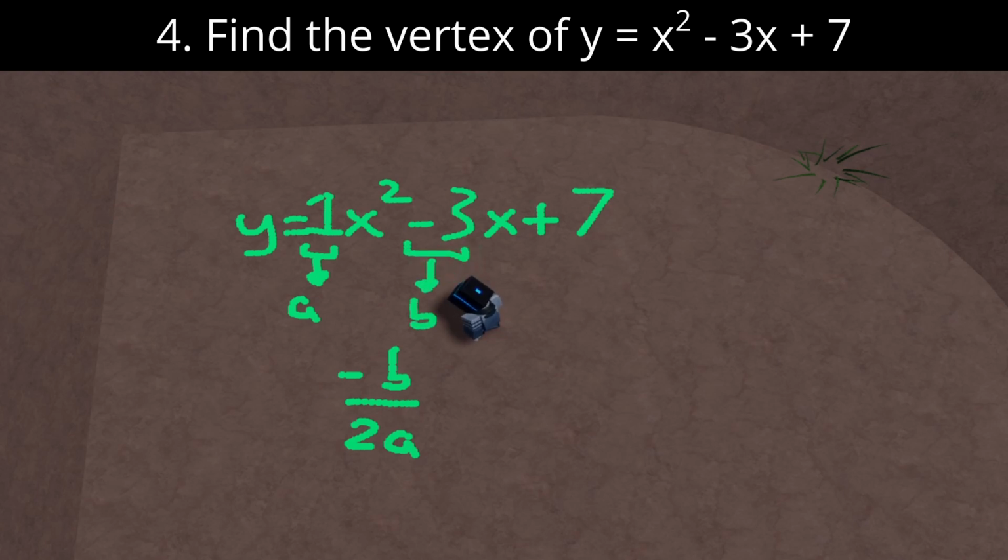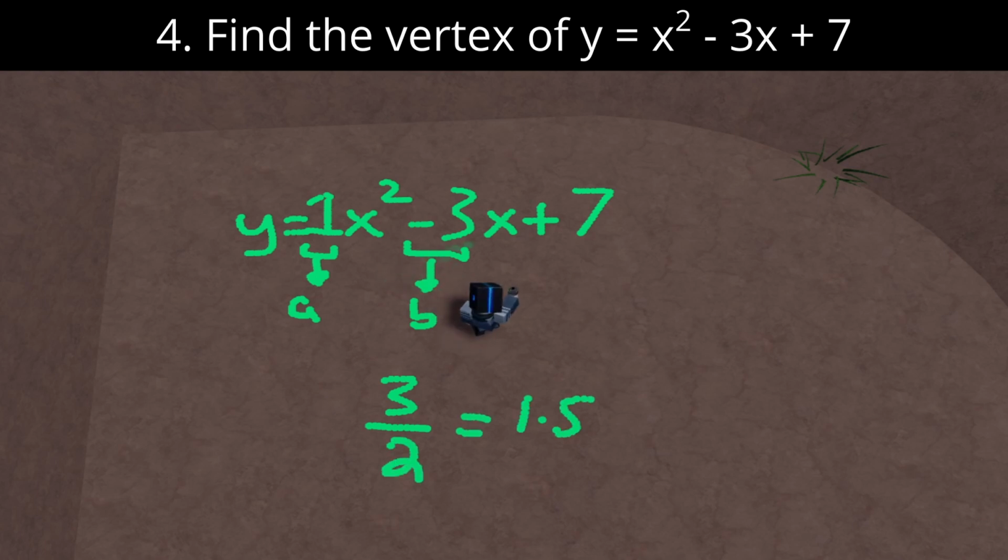Now let's apply minus b over 2a. So minus b is minus 3 divided by 2a, and 2 times 1 is just 2. And minus 3 is just positive 3 because two negatives cancel when you multiply them. So our vertex is 3 divided by 2, which is 1.5. So we know that's our x-coordinate.